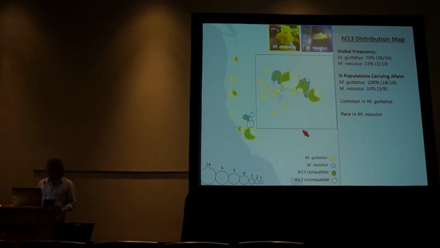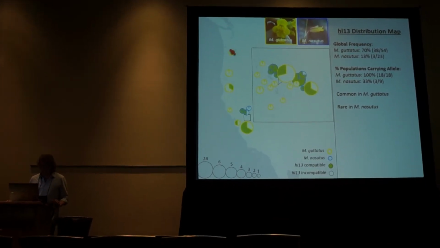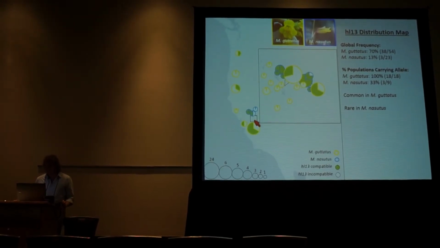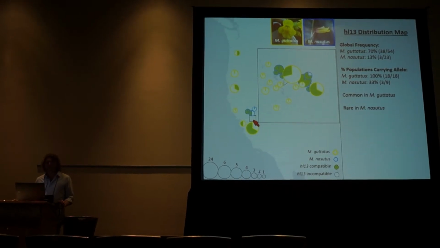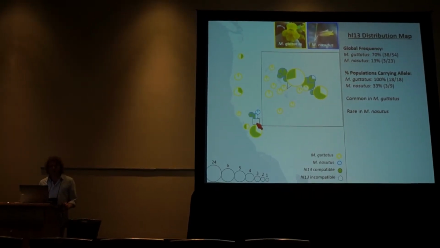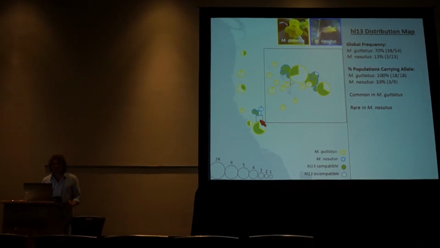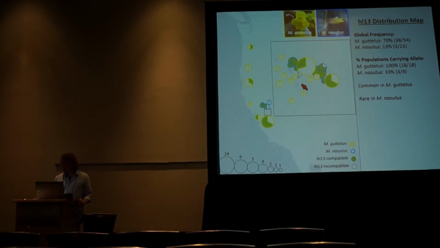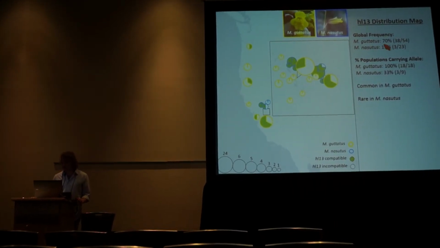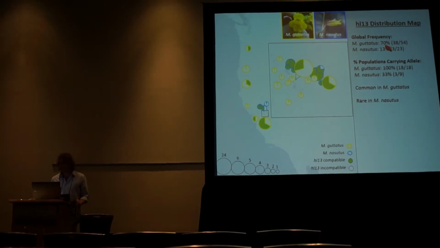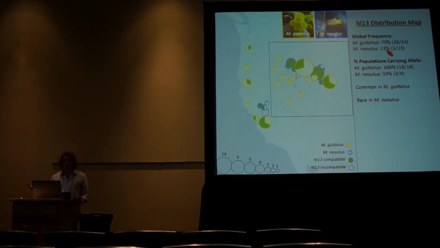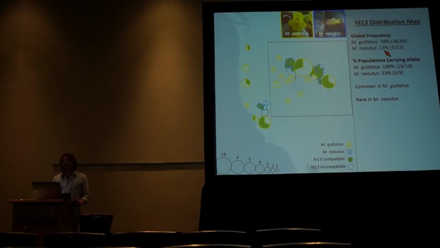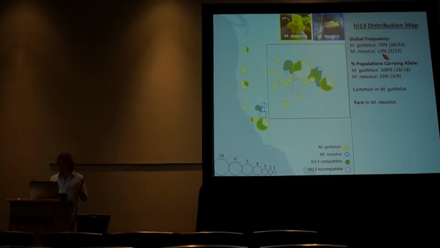And the big punchline here, as you can see, is that we sampled not a ton of populations all over the place. It's very dense in California, but the hybrid lethal 13 alleles are widespread in the system, maybe suggesting that they're an older allele. They are polymorphic within Guttatus, and very overrepresented in Guttatus, in 70% of alleles sampled. They're also in Nasutus, but at a very low frequency of 13%. So there is polymorphism for hybrid lethal 13 in both species.